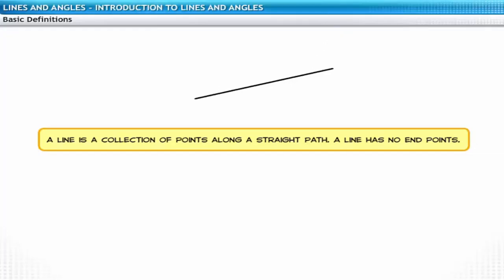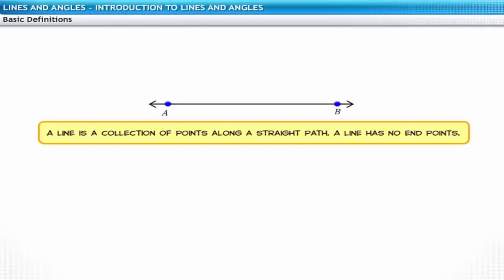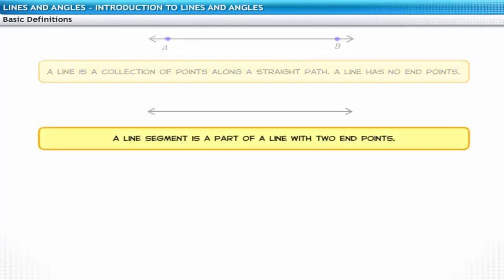Let's call this line AB. It is denoted by a double-headed arrow. Sometimes lines are also denoted by small letters L, M, N, and so on. A part of a line that has two endpoints is called a line segment. Let's name this line segment EF. It is denoted by a bar.